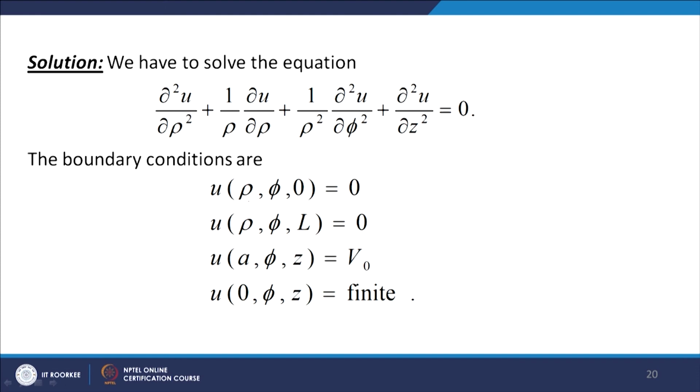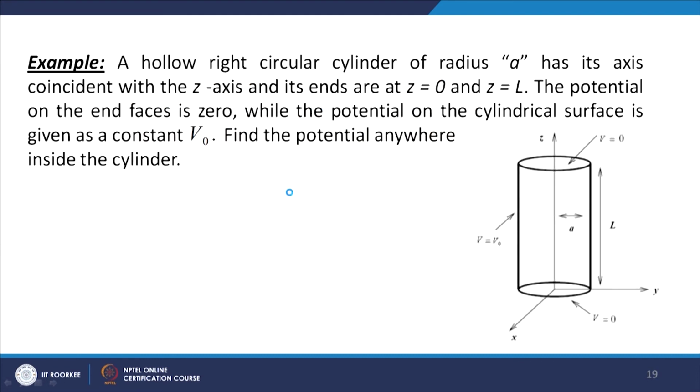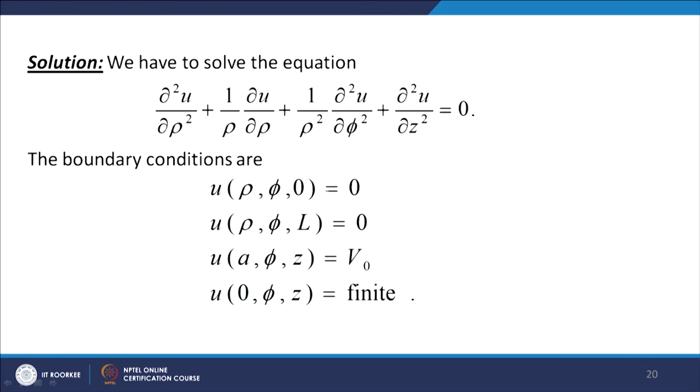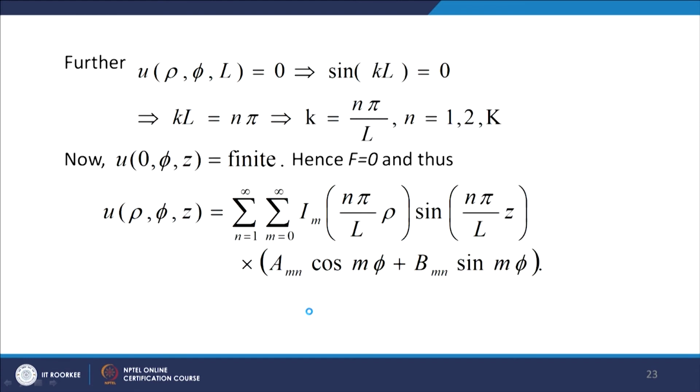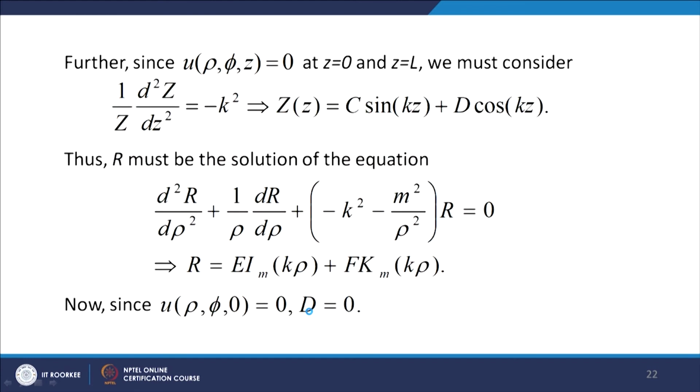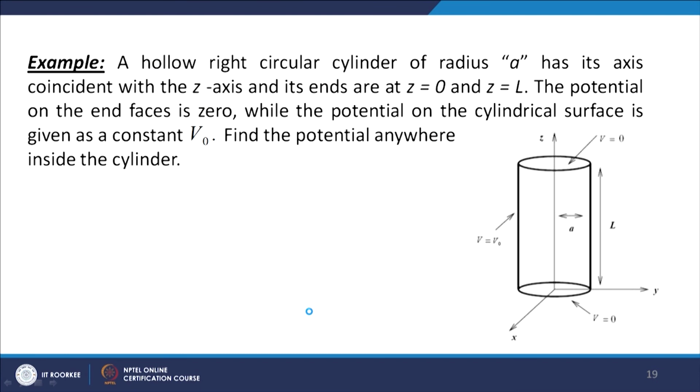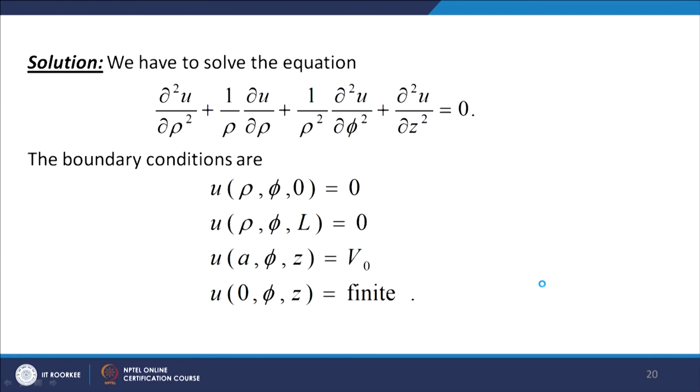The boundary conditions are: the end faces are at 0 potential. So u(rho, phi, 0) is 0, u(rho, phi, L) is 0, and when rho is equal to a, on the curved surface, the potential is V naught. And when rho is equal to 0, at this point, the potential is finite.